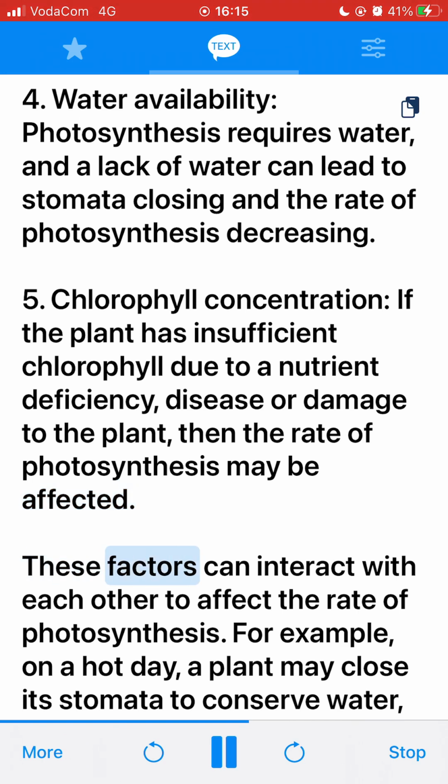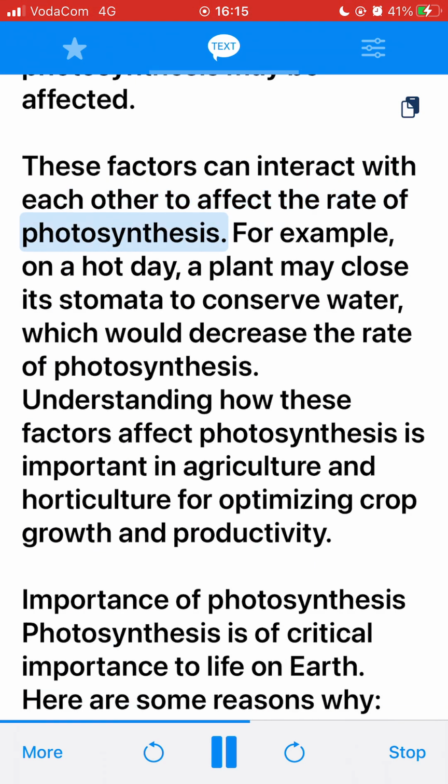These factors can interact with each other to affect the rate of photosynthesis. For example, on a hot day, a plant may close its stomata to conserve water, which would decrease the rate of photosynthesis. Understanding how these factors affect photosynthesis is important in agriculture and horticulture for optimizing crop growth and productivity.